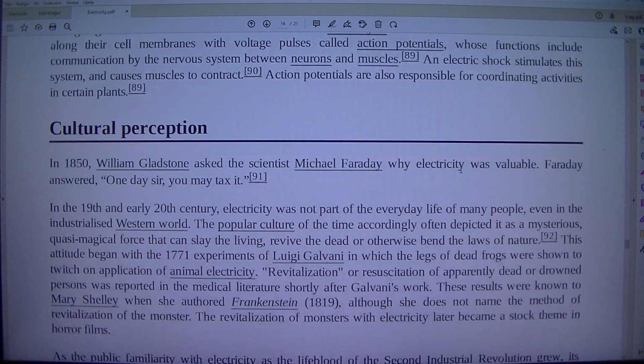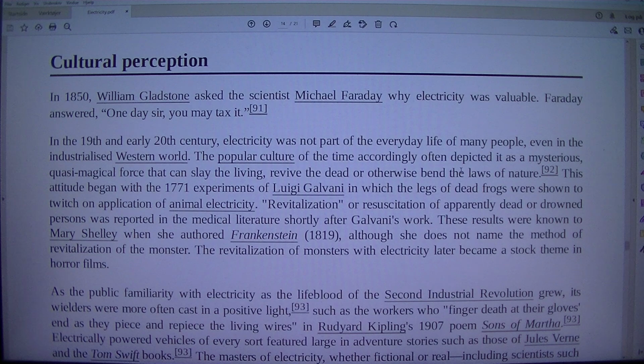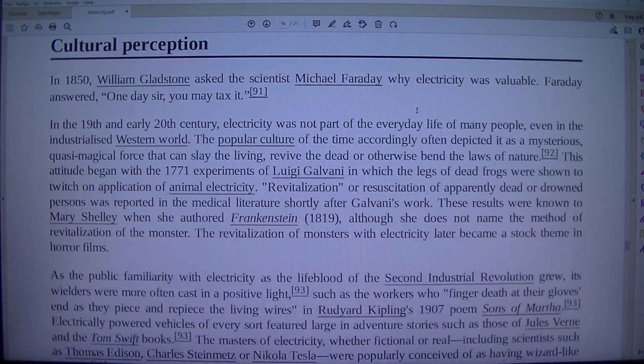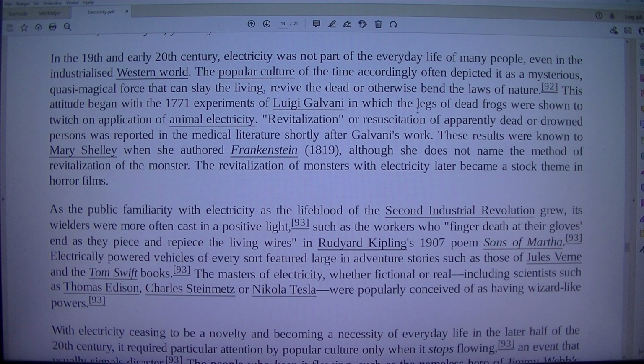Cultural perception. In 1850, William Gladstone asked the scientist Michael Faraday why electricity was valuable. Faraday answered, "One day, sir, you may tax it." In the 19th and early 20th century, electricity was not part of the everyday life of many people, even in the industrialized Western world. The popular culture of the time accordingly often depicted it as a mysterious quasi-magical force that can slay the living, revive the dead or otherwise bend the laws of nature.